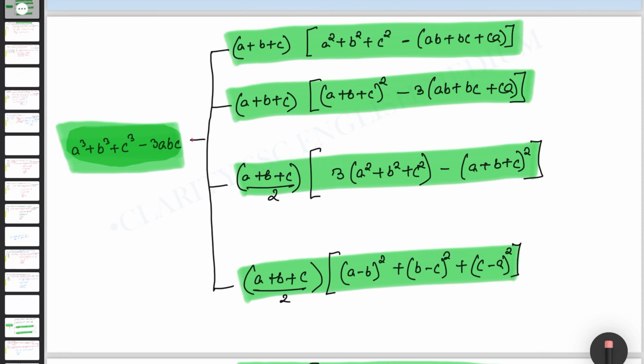So today we learned how to solve different types of questions with respect to these 4 formulas. You can keep practicing for such questions.